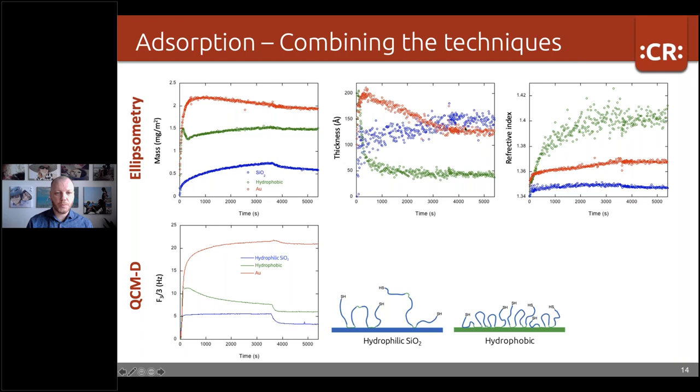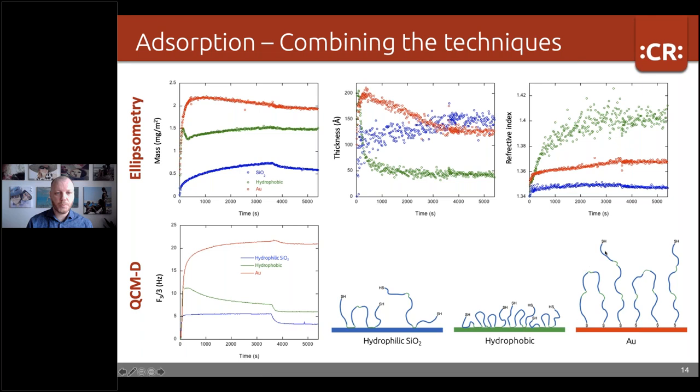And then for the gold surface, we have more or less the same thickness as for the silica, but also a more dense layer, as we can see by a higher refractive index, indicating that we have more adsorbed mass compared to silica, but also more dense. And this could be that the thiol groups anchor to the gold, because thiol can give a covalent bond to gold surfaces.